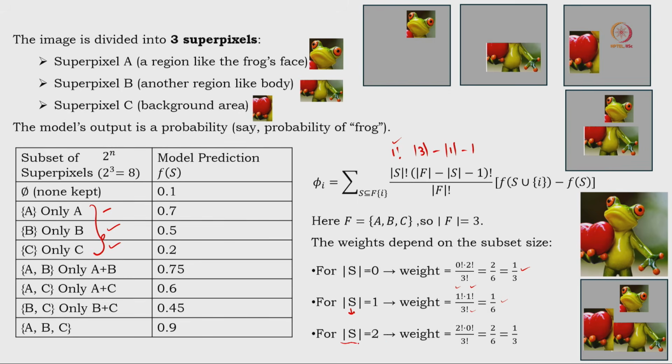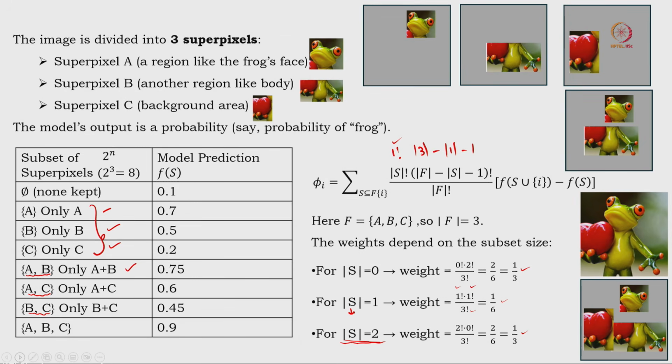In a similar way, we now calculate for S equal to 2. What is the meaning of S equal to 2? A subset containing 2 superpixels. Which are such subsets? Can you see there are 2 superpixels here? AB. There are 2 superpixels, AC. There are 2 superpixels, BC. So S equal to 2 indicates a subset containing 2 superpixels. Then go back, substitute the values, and we get 1 by 3.